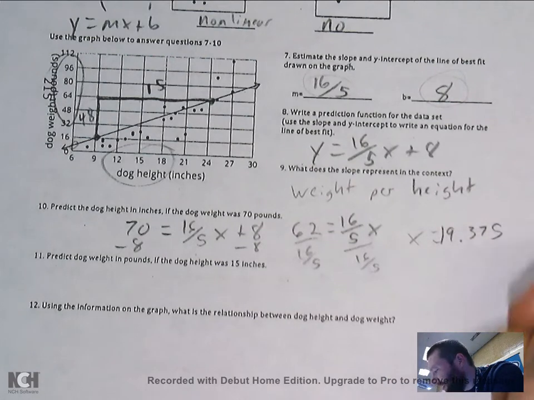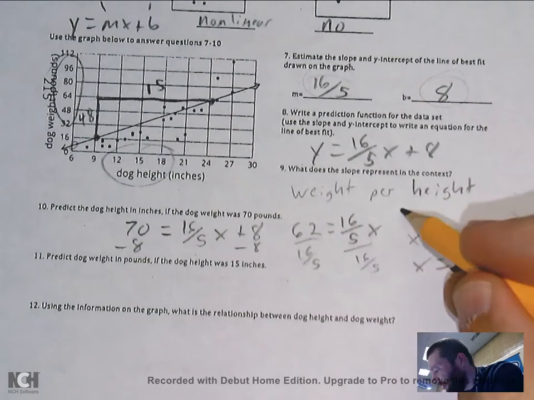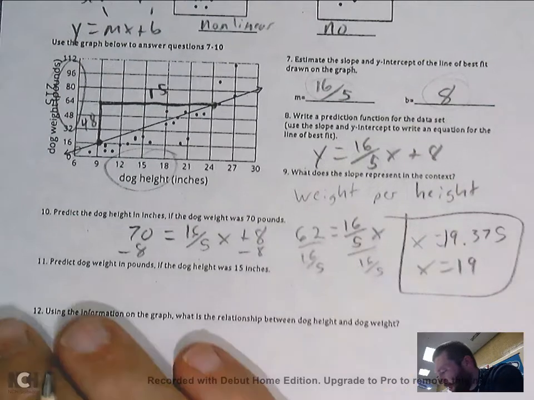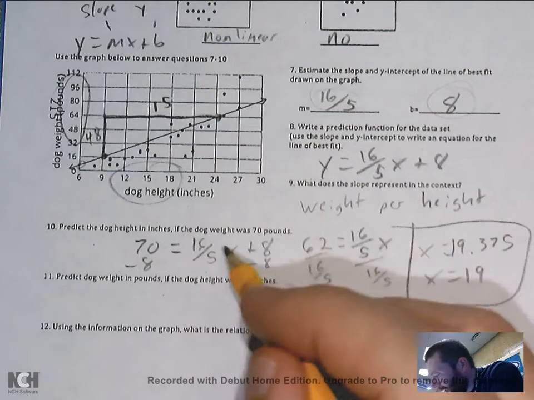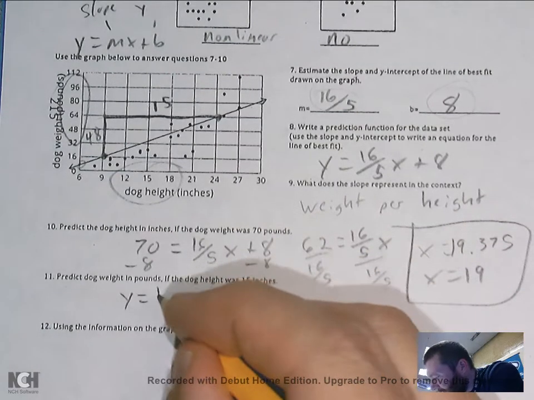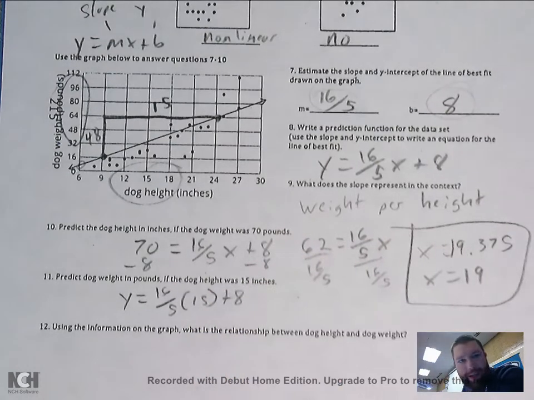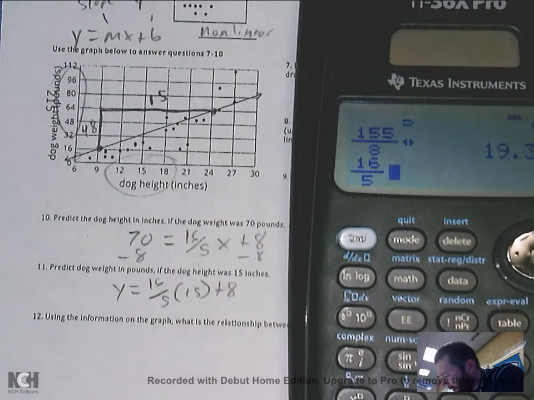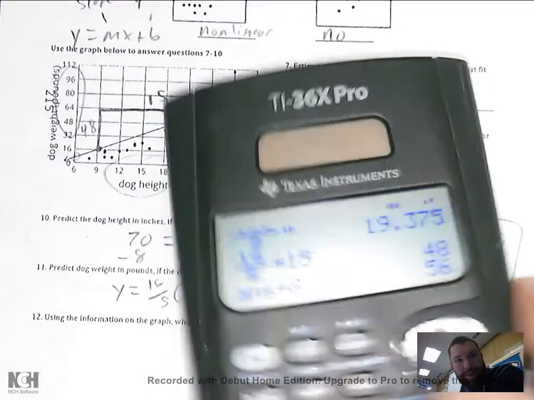If we round that to the nearest whole number, we would say it would be approximately 19 inches. Okay, either answer there is fine. Then we're going to predict the weight if it gives me a height of 15. So this time it gives me an x value. So I'm going to have y equals 16 over 5 times 15 plus 8, and I can just plug that in my calculator. So 16 over 5 times 15 plus 8 is 56.